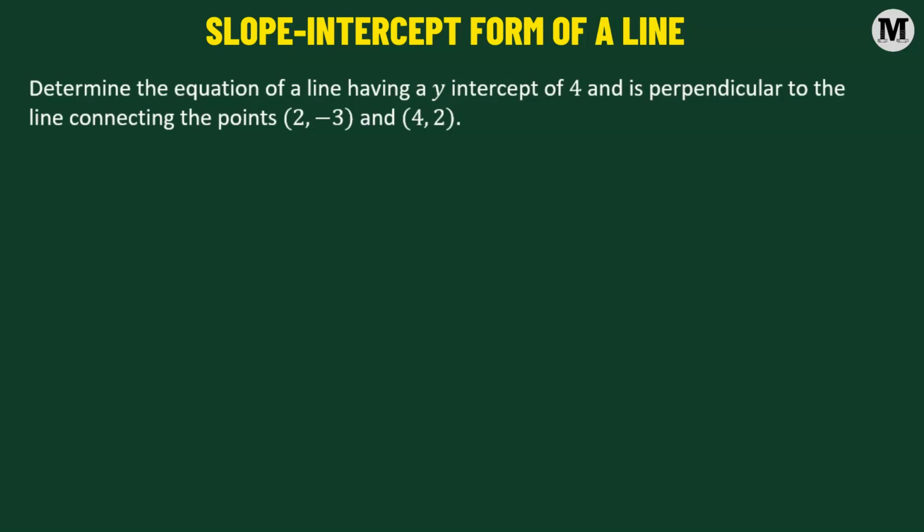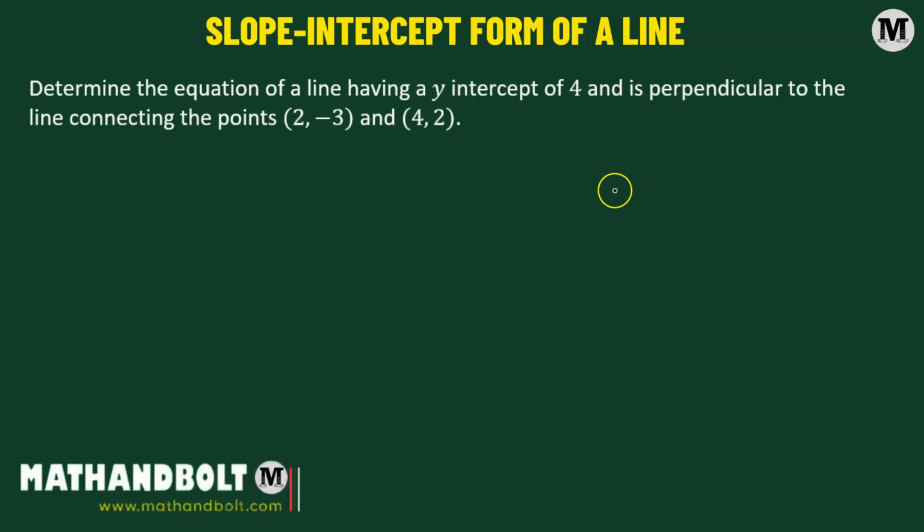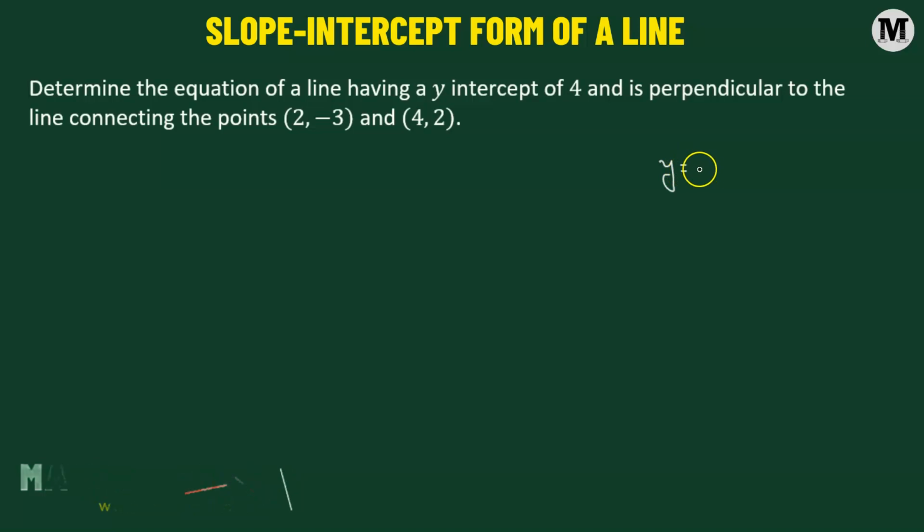Determine the equation of a line having a y-intercept of 4 and is perpendicular to the line containing the points (2, -3) and (4, 2). So here we will use the slope-intercept form of a line to find the equation of the line. The slope-intercept form is given by y = mx + c.